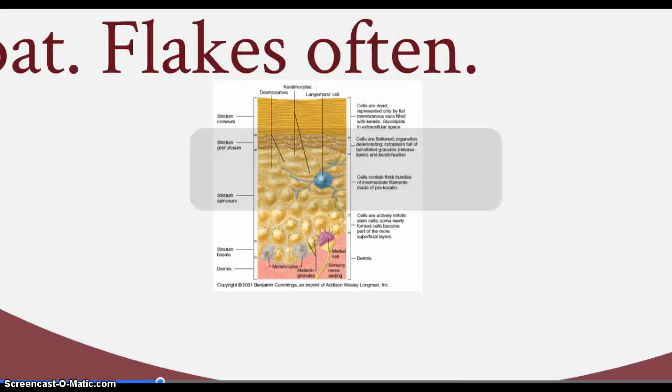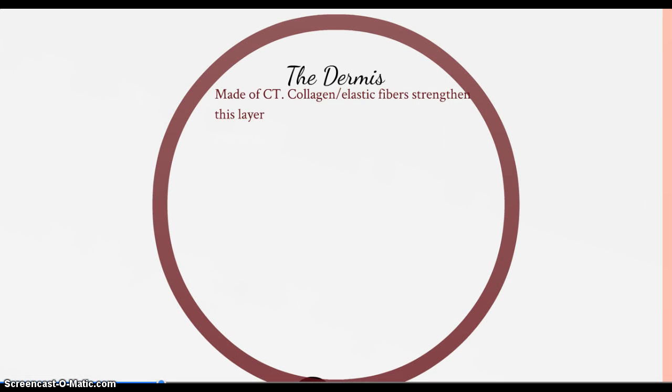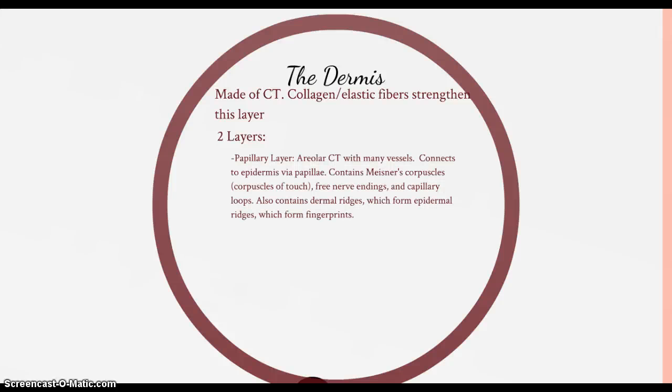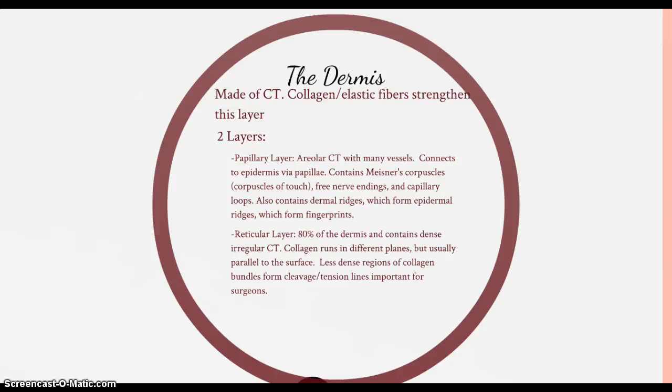Anyway, moving on. So the dermis is made up of connective tissue. Collagen and elastic fibers strengthen this layer, and elastic fibers actually give this layer its stretch recoil characteristic. And the two layers of the dermis are the papillary layer and the reticular layer. The papillary layer makes up around 20% of the dermis.